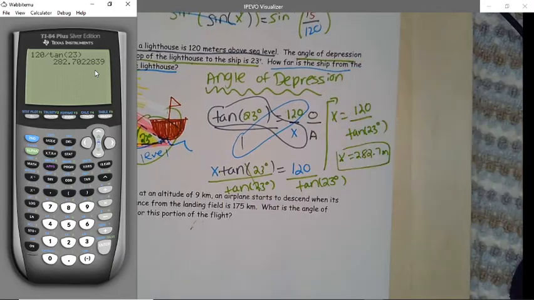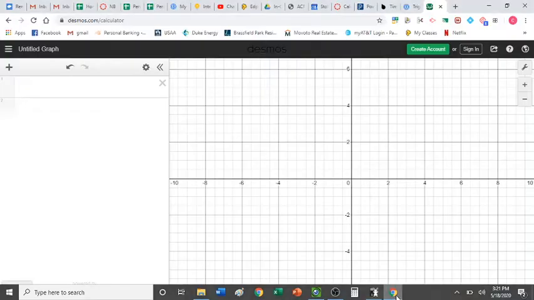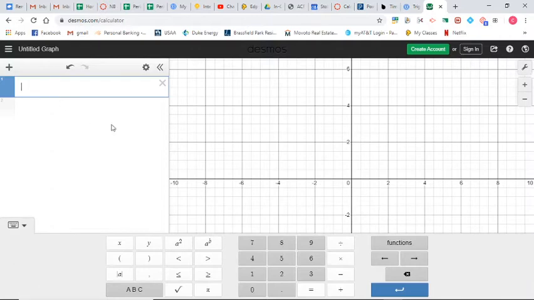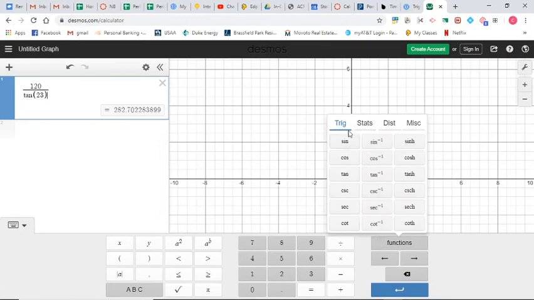And real quickly, I'll type it into Desmos for my Desmos-loving folks. That would be 120 divided by the tangent of 23. So there you go, 282.7, which is what we got earlier. If you click on the function button and click on trig, you can get the tangent also.